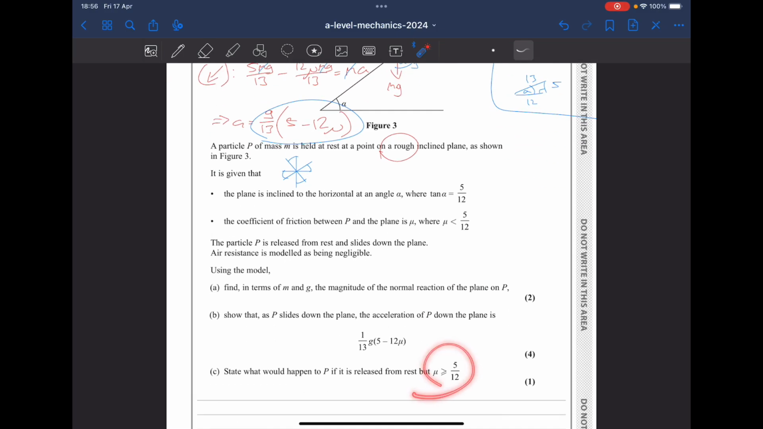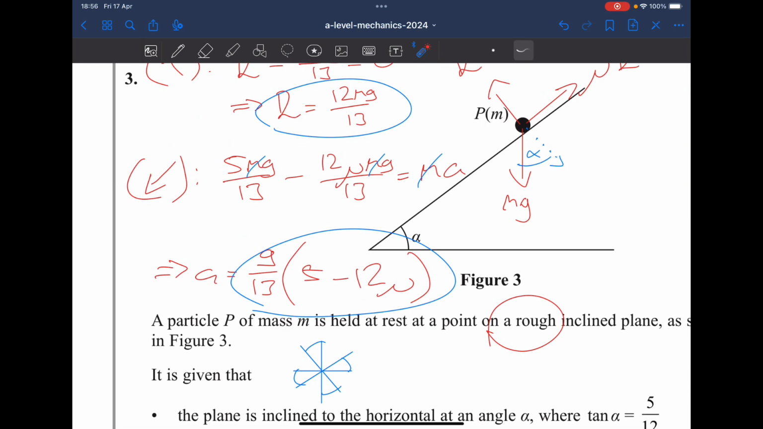So what we'd have, look over here, if mu was bigger than 5/12, 12 mu would be bigger than or equal to 5. So 5 minus that would be less than or equal to 0. So it's not positive. So our acceleration would also not be positive, because again, all this stuff is positive. So yeah, acceleration would be either 0 or negative. So 0 is not going to move, straightforward.